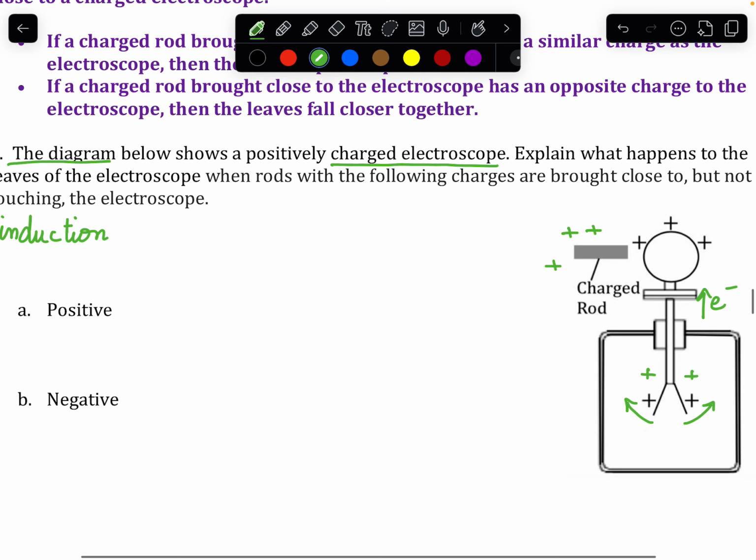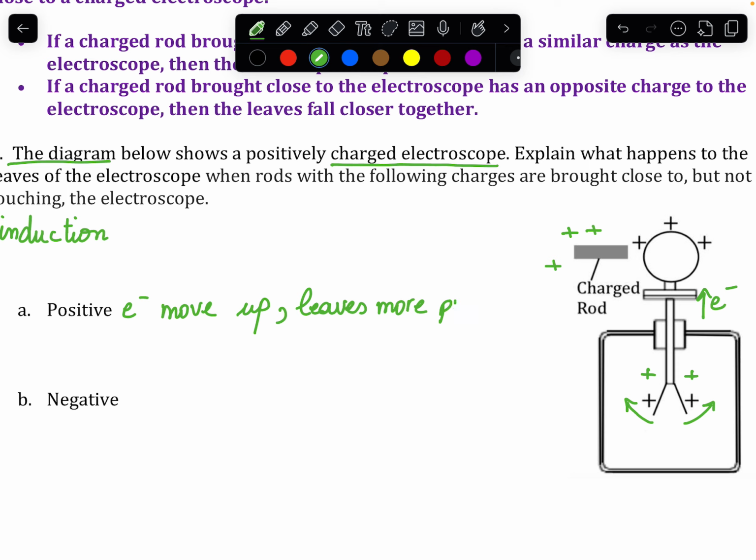Okay, so I can say the same thing, that electrons will move up. So this means that the leaves will become even more positive. The leaves will be more positive. So this means I will have more repulsion.